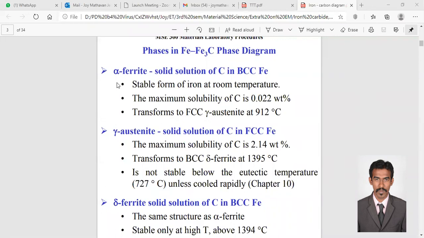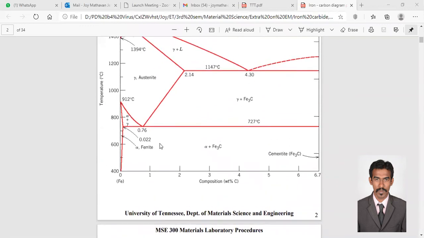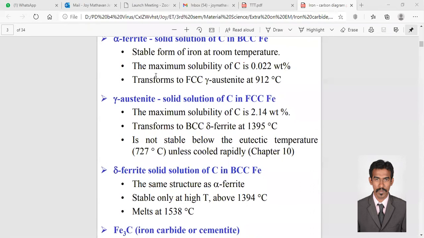So this is some statement about alpha ferrite, right? Alpha, which is called ferrite, is a solid solution of C in BCC Fe, carbon in the BCC structure. It is the stable form of iron at room temperature, because if you see the temperature range, it is somewhere here, so that is stable at room temperature. The maximum solubility of C is 0.022, that we have already seen.